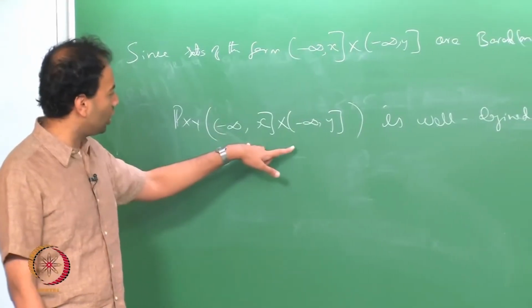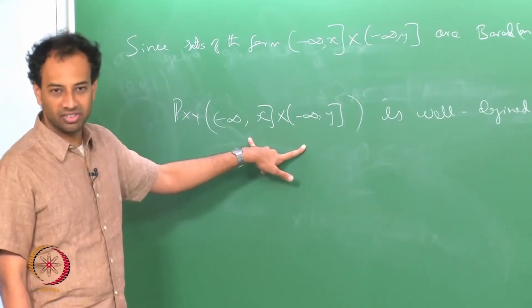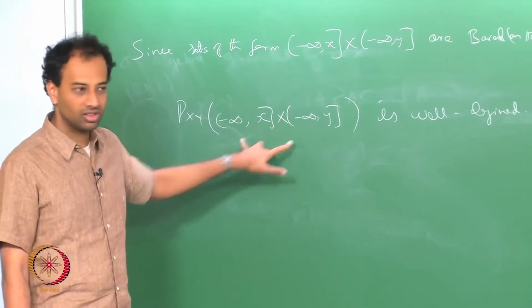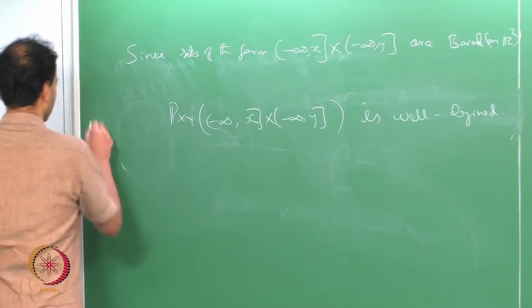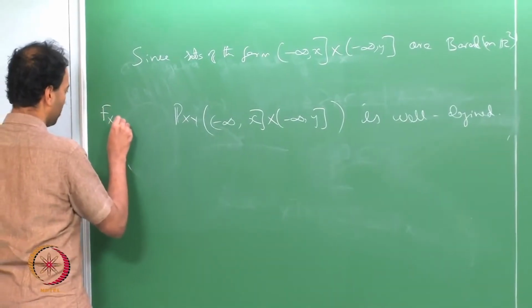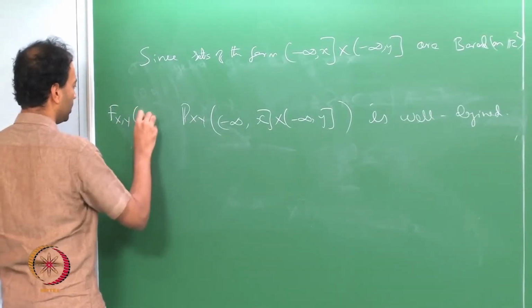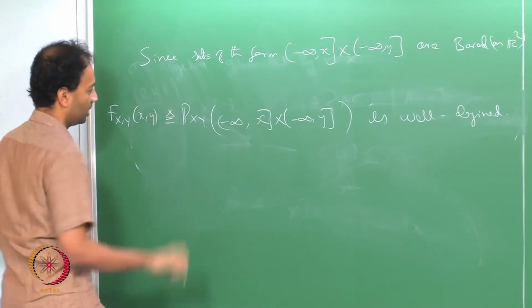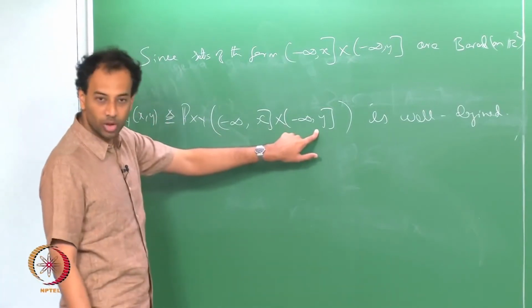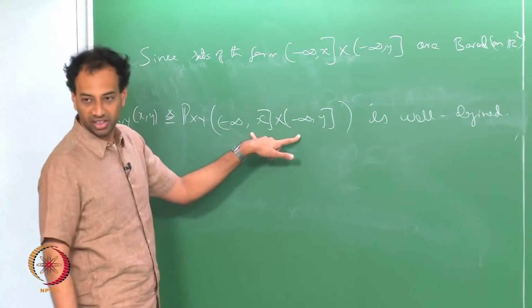Okay, and this is called the joint CDF, joint cumulative distribution function. We will denote this by F x comma y of little x comma little y, which is the probability law assigned to these semi-infinite rectangles.